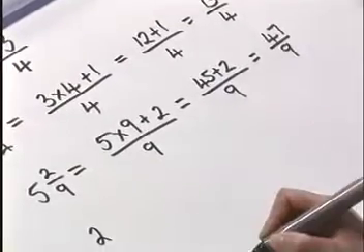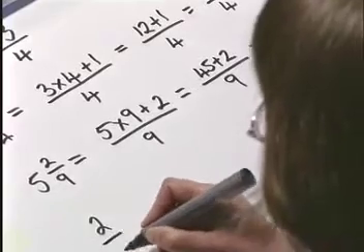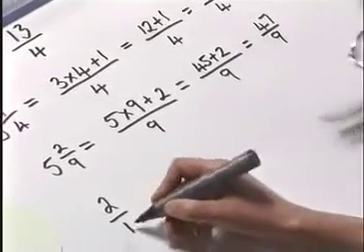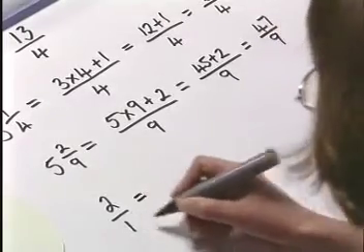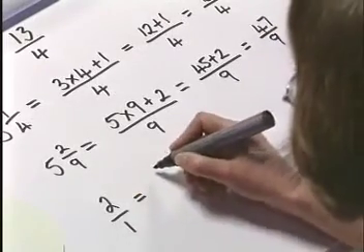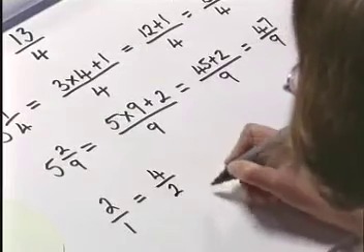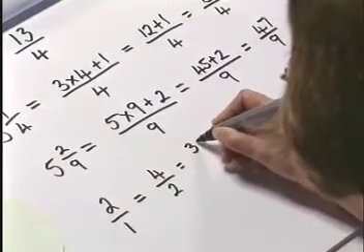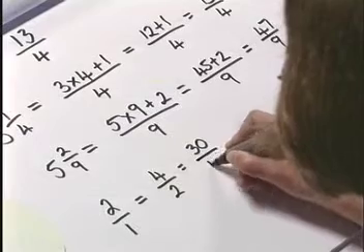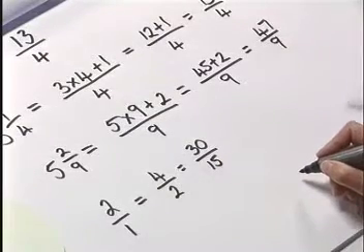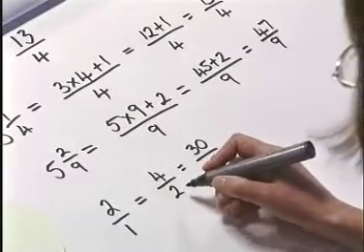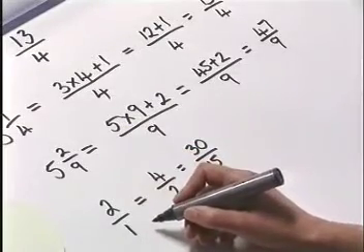Any whole number can be written as a fraction. So for example, if we take the number 2, if we write it with the denominator of 1, we've written it as a fraction. And any equivalent form, so we could have 4 over 2, 30 over 15, and so on. So any whole number can be written as a fraction with a numerator and a denominator.